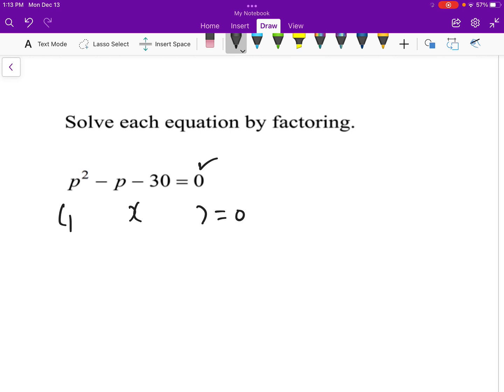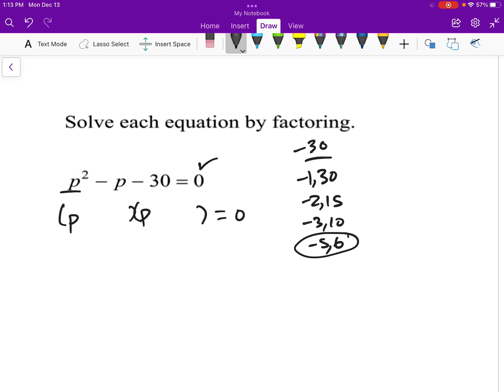So just think backwards, right? I know it's got to be p times p to get me the p squared. When I multiply the other two, I get negative 30. So I could have negative 1 and 30, negative 2 and 15, negative 3 and 10, negative 5 and 6. And I want the ones that add up to be negative 1. Well, those two add up to be a positive 1. So if I switch the signs and make this a minus 6 and a plus 5, when I multiply those, I get negative 30. I add them up, I get negative 1.